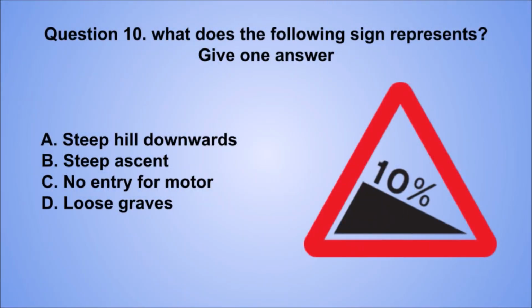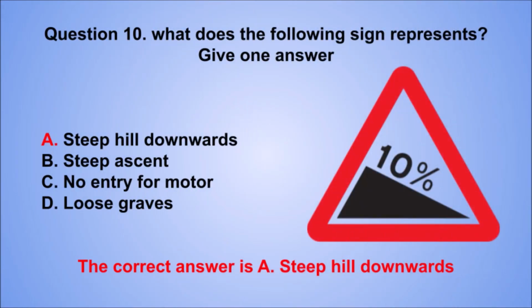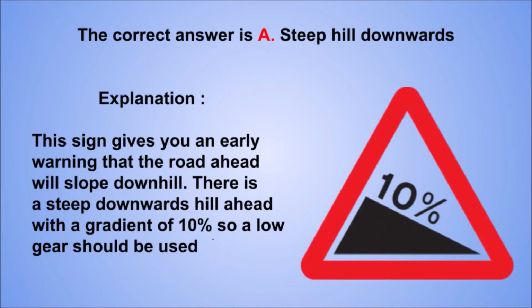Question 10. What does the following sign represent? Give one answer. A. Steep hill downwards. B. Steep ascent. C. No entry for motor vehicles. D. Loose gravel. The correct answer is A, steep hill downwards. Explanation. This sign gives you an early warning that the road ahead will slope downhill. There is a steep downwards hill ahead with a gradient of 10%, so a low gear should be used.